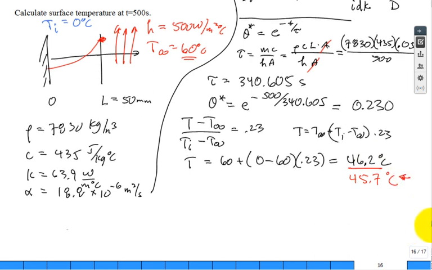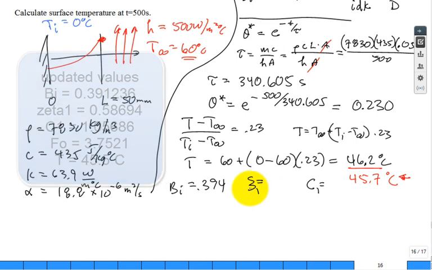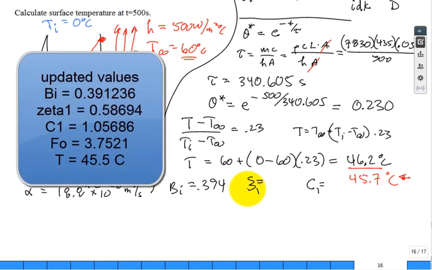Let's use now the full solution. So basically, we already got the Biot number, right? The Biot number was 0.394. We need to get zeta 1 and C1 out of the table. So you get the zeta 1 and C1. The zeta 1 comes in at 0.5891 and C1 is 1.0573. Exactly, so we'd have to interpolate. Yes, you'd have to interpolate.